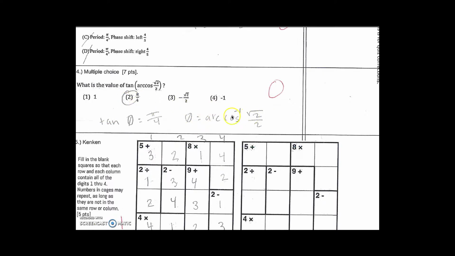Student guessing here. I guess they knew, hopefully they knew that radical 2 over 2 is a 45, and then what is tangent of 45, which is just 1.